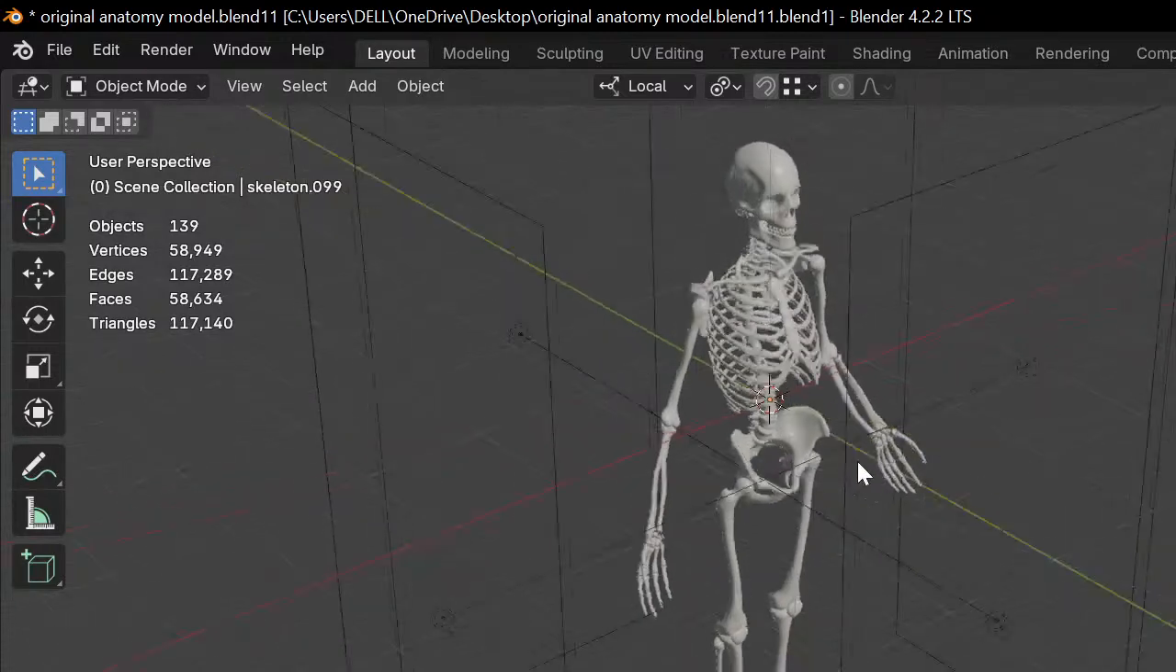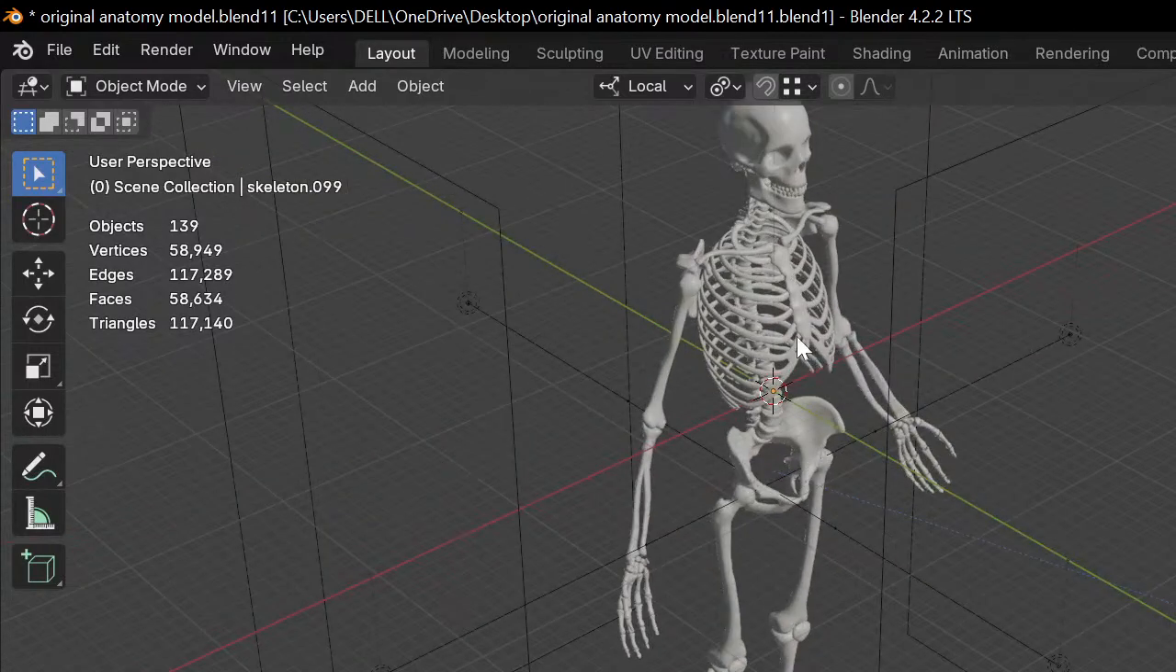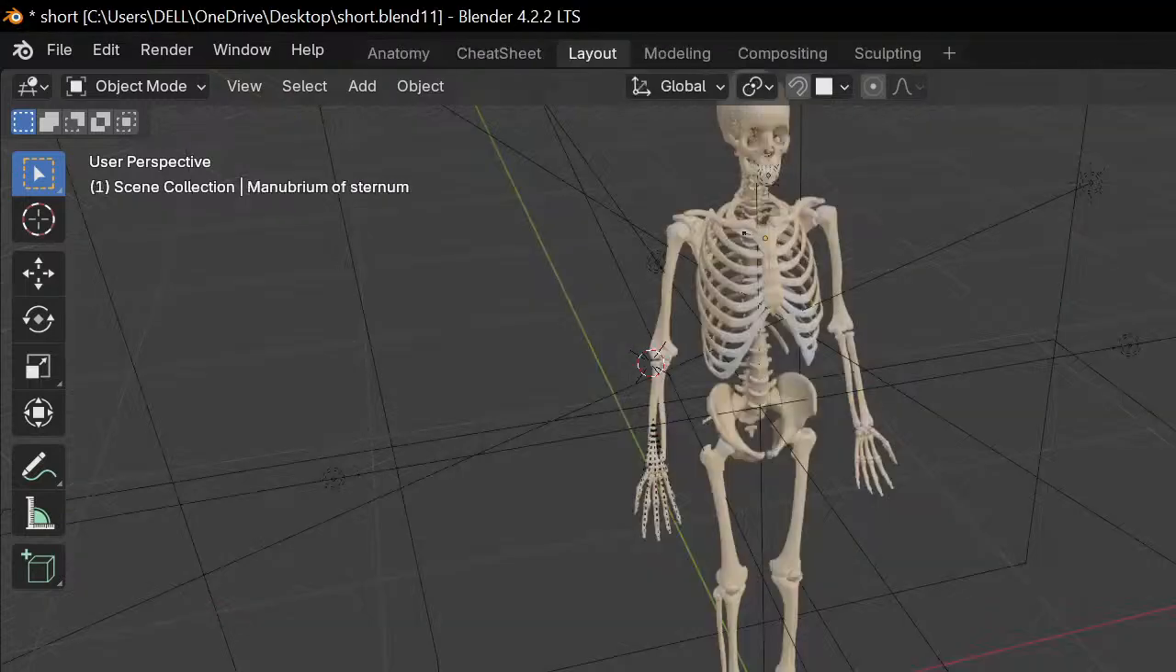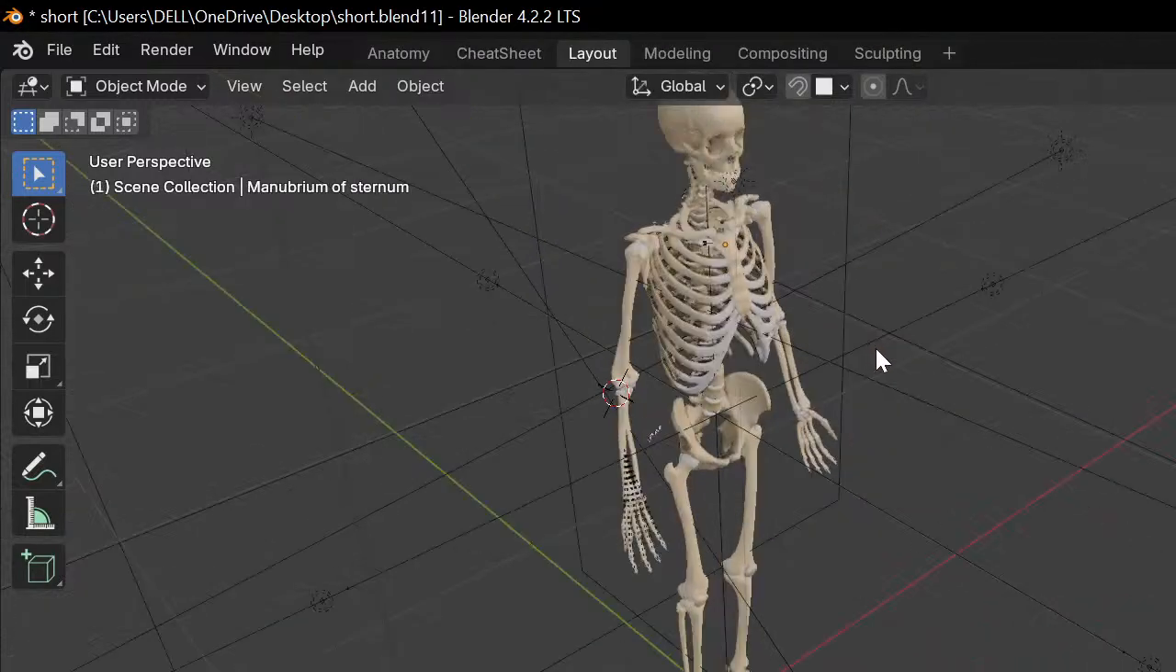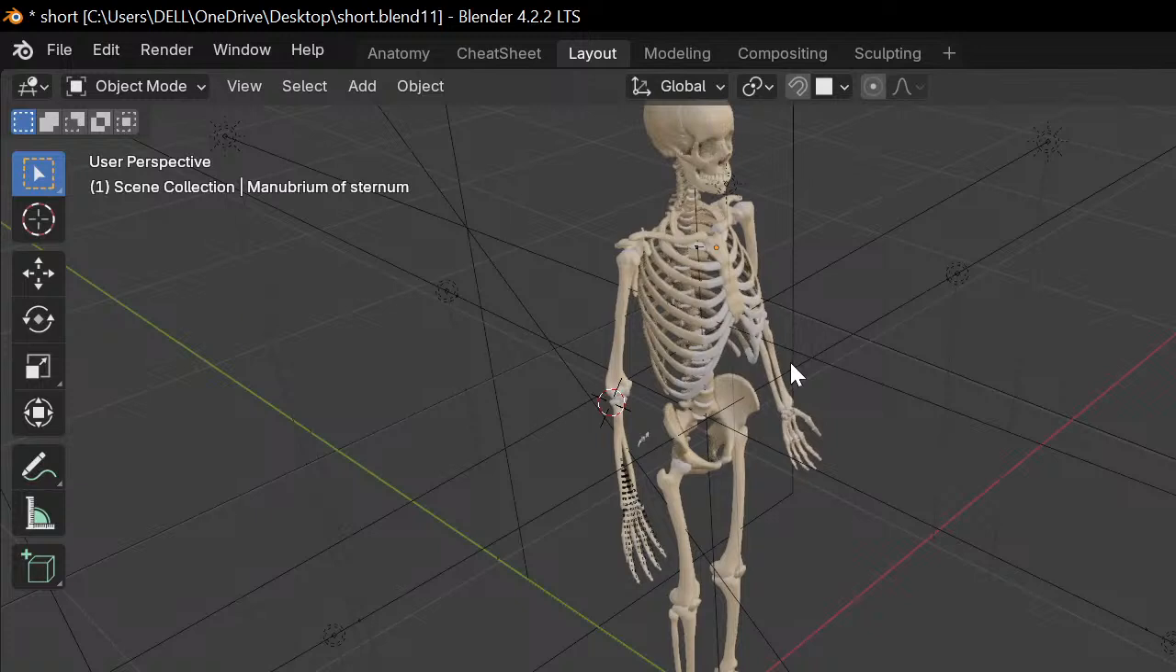The reason why I'm using this one is because it's a bit faster, although less detailed, but this one is more detailed. As you can see, the response is a bit lagging, I guess because of the size, the memory.